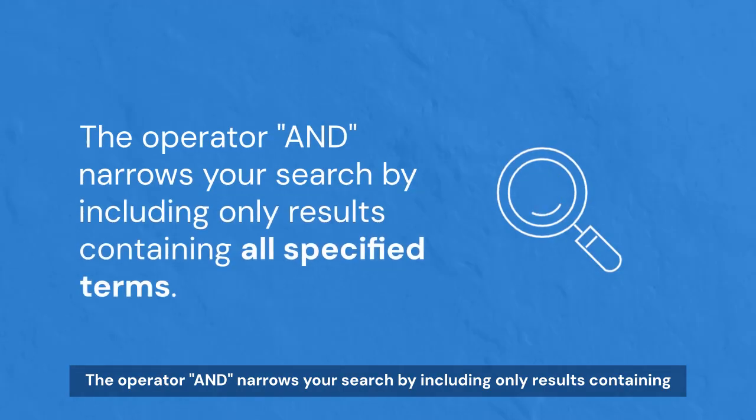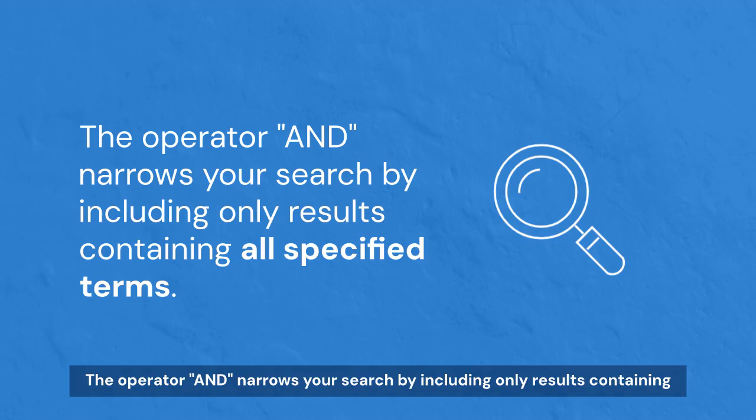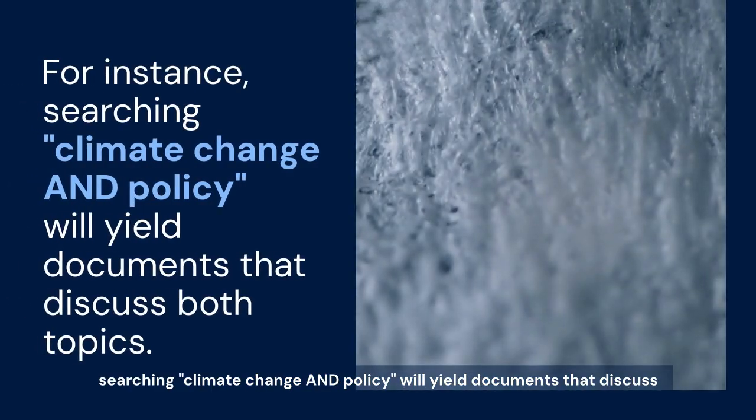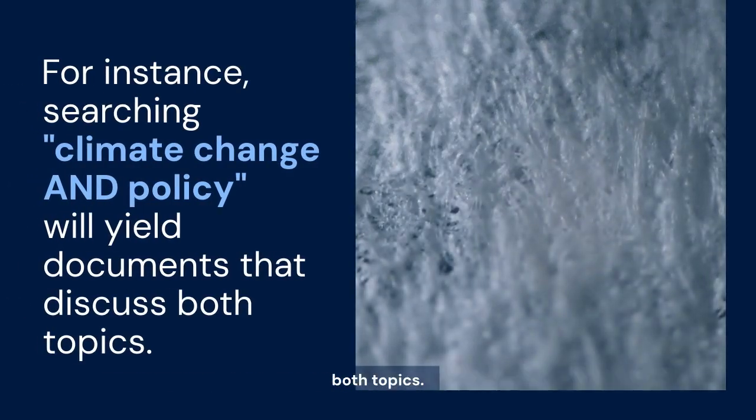The operator AND narrows your search by including only results containing all specified terms. For instance, searching climate change AND policy will yield documents that discuss both topics.